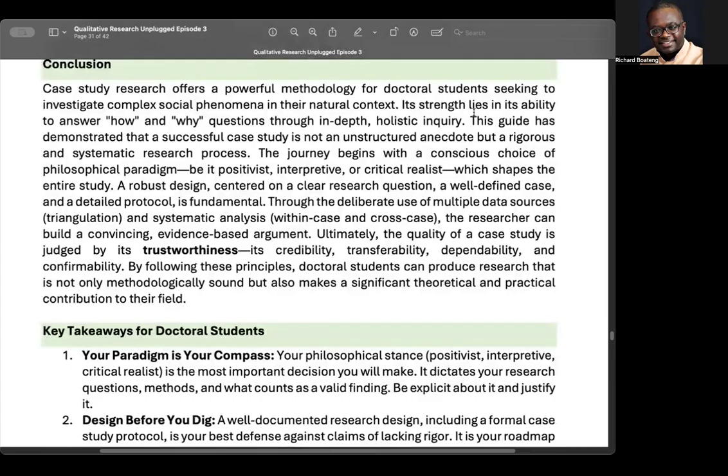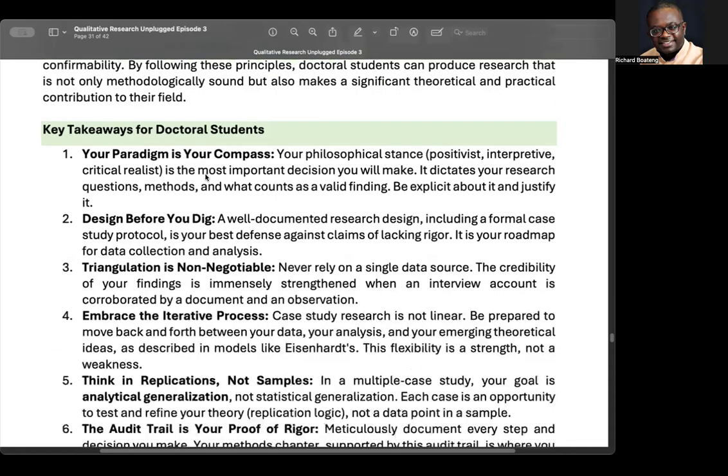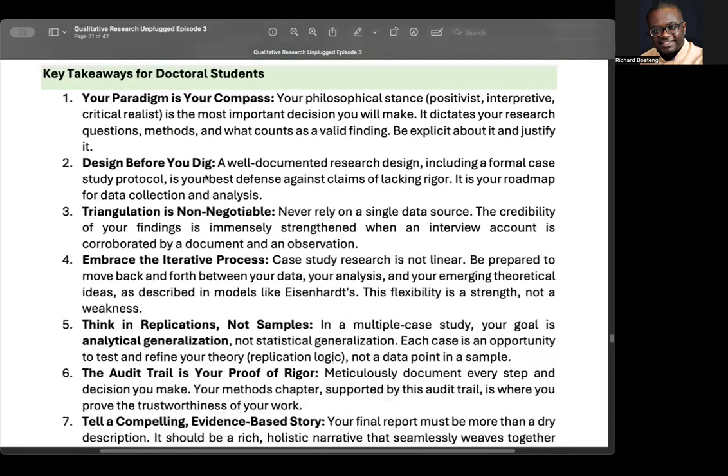Absolutely. And a key message from the guide by Professor Boateng and Dr. Barnor, which we've tried to echo, is that a successful case study is absolutely not just an unstructured anecdote or a simple story. It is and must be a rigorous, systematic, and well-documented research process. That's the core message. The whole journey really starts with that conscious, explicit choice of your philosophical paradigm, whether you lean towards a positivist, interpretive, or critical realist stance. Because, as we discussed, that foundational choice shapes everything else that follows in your study. Right, it sets the direction.